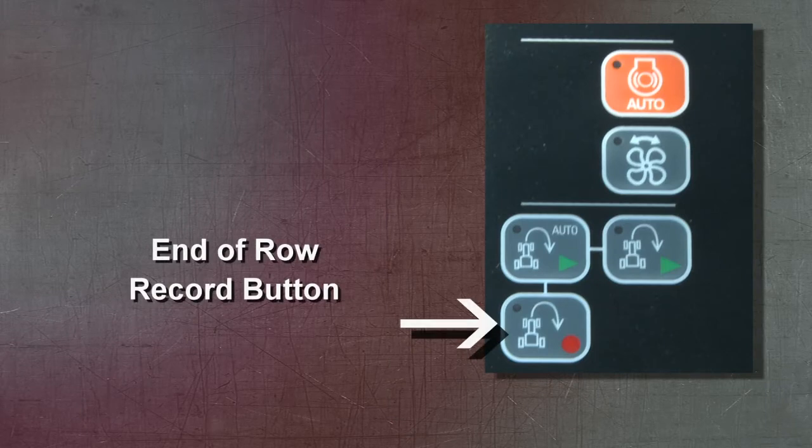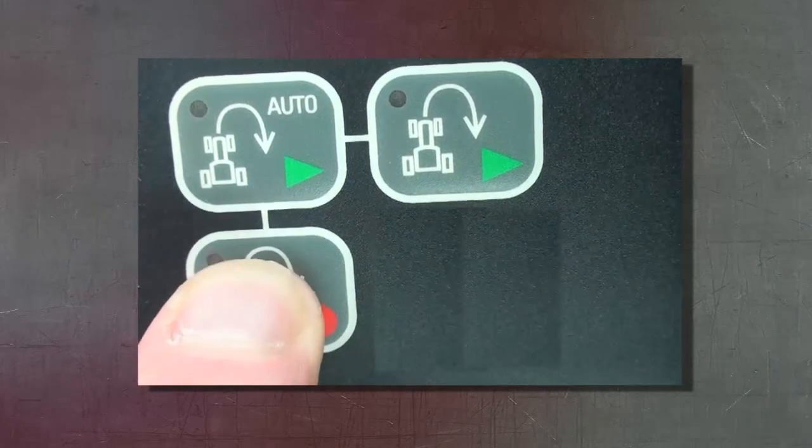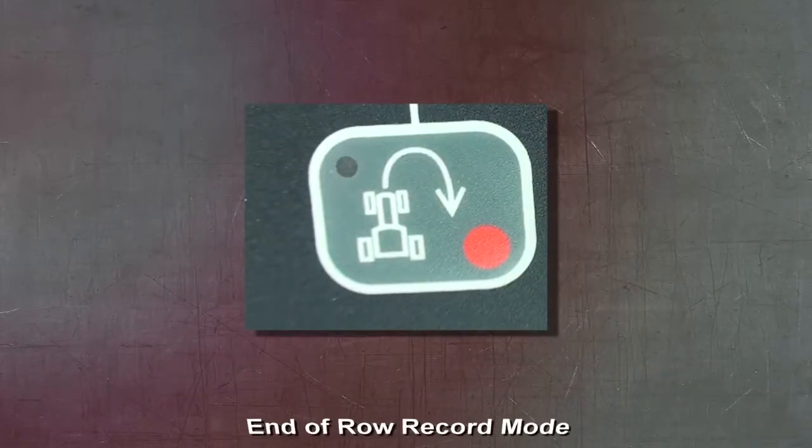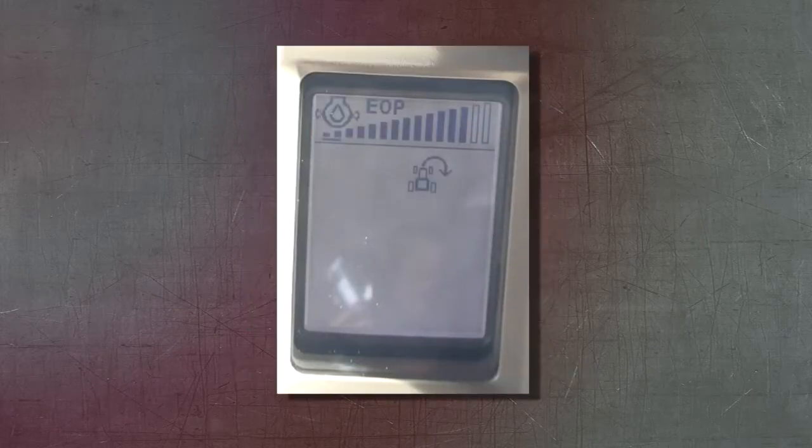The end-of-row record button is used to enter the record mode. Push the button for 2 seconds to enter record mode. A confirmation beep is issued from the instrumentation panel to indicate you have entered end-of-row record mode, and the red lamp on the end-of-row record button will flash. The end-of-row screen will appear in the performance monitor to indicate the record mode is active.